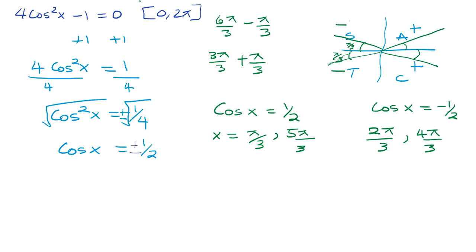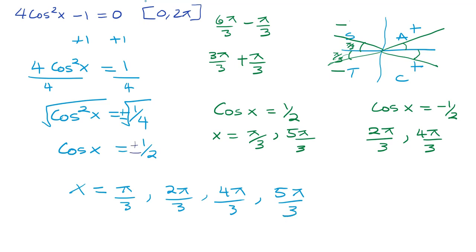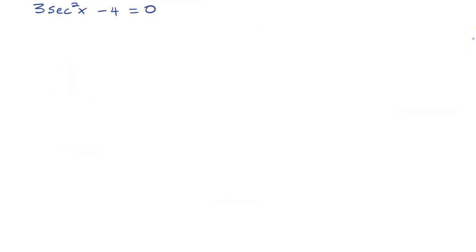So now for our values in the interval given, x is equal to pi over 3, 2 pi over 3, 4 pi over 3, and then 5 pi over 3. So these are the values that satisfy the equation. Now let's go to one more of this type. Here you can see that we're using the square root method to get the values of the unknown variable.